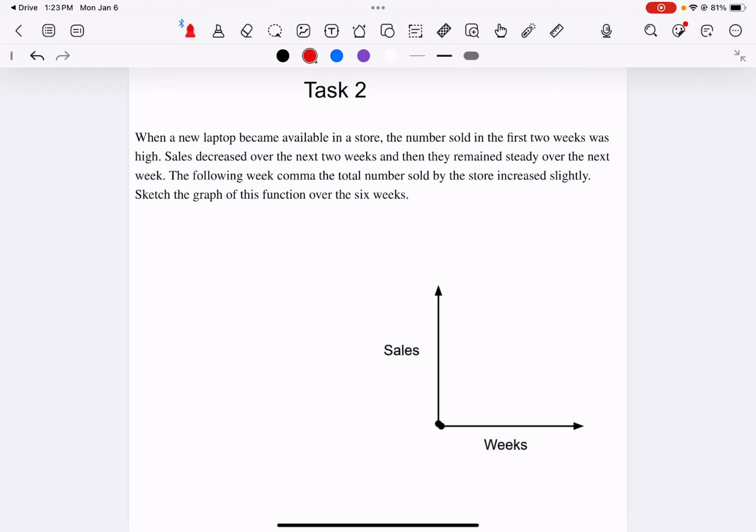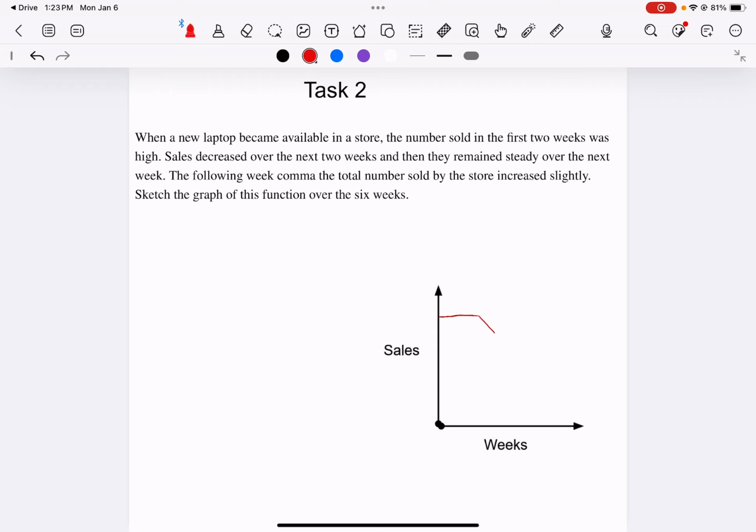So the number sold in the first 2 weeks was high, so we're just going to start with it remaining constant, remaining high. Then they decreased over the next 2 weeks. Now, even though we're not using numbers, we want it to be similar. So this first part represents 2 weeks.